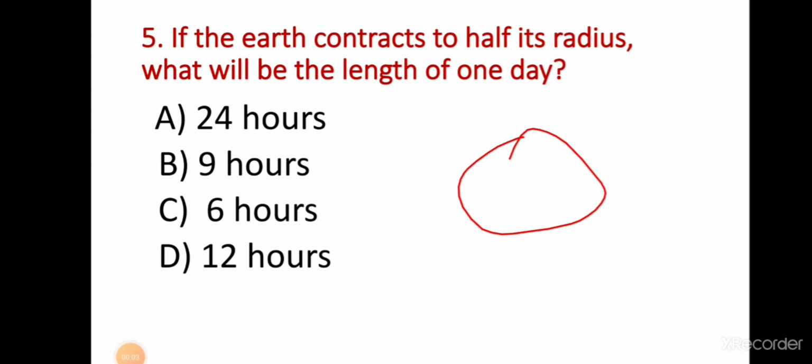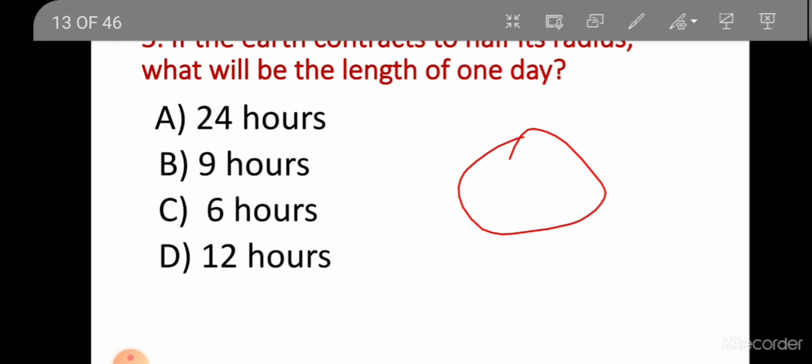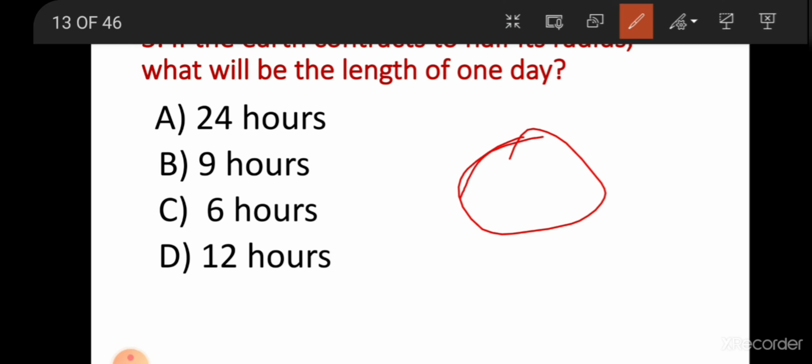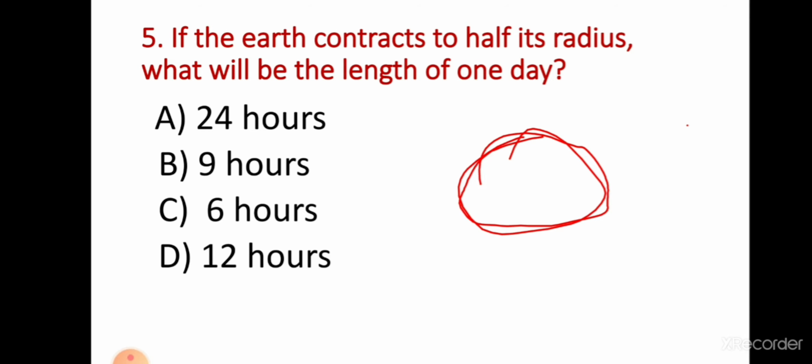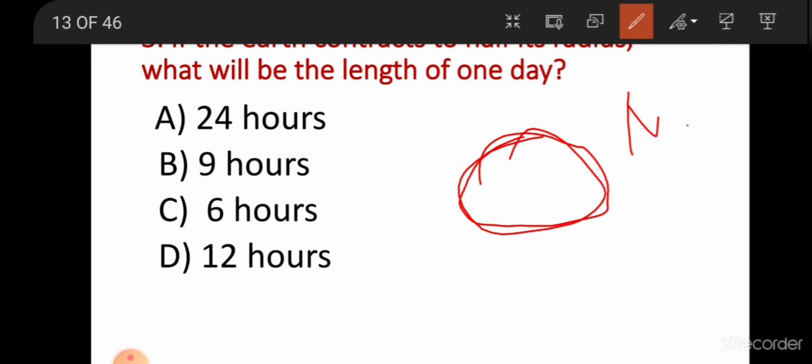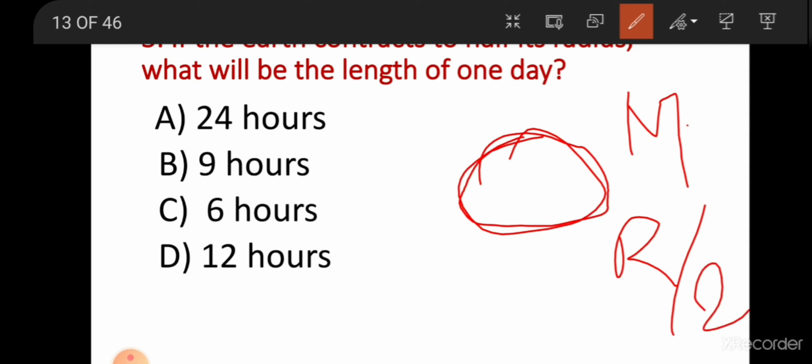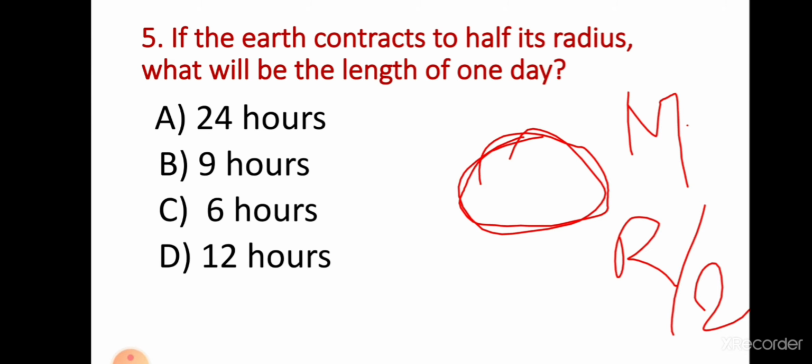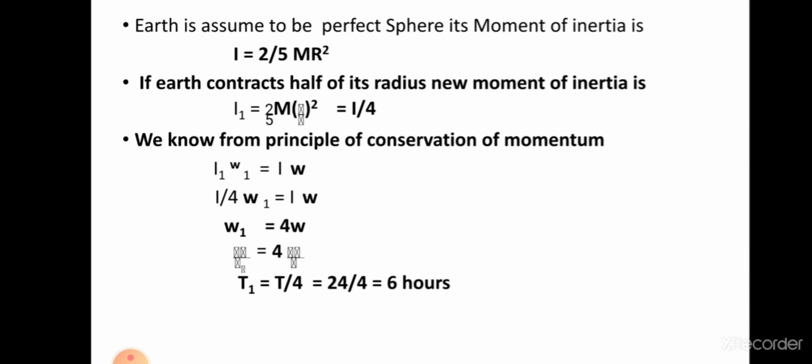Okay, now let us see this question. If Earth contracts to half its radius, what will be the length of one day? In this question, Earth is contracting to half its radius, which means its mass is the same. The question is not saying anything about mass, so we need to consider Earth's mass as m, but our radius became r by 2 here. When the radius decreases to half its value, what will be the length of one day? Let us solve this question.